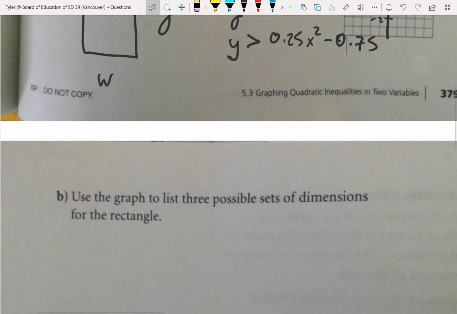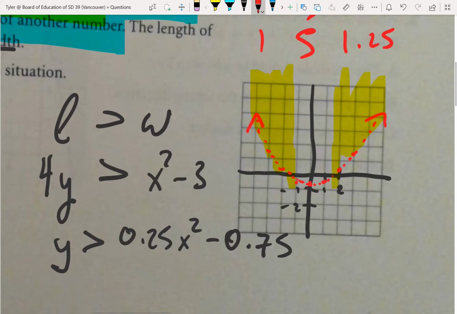The second part of the question says use the graph to list 3 possible sets of dimensions for the rectangle. Looking at this graph, we just have to find any points that are in this area that would work. So that is a point, that is a point, that is a point. There's an infinite number of points that would make sense.